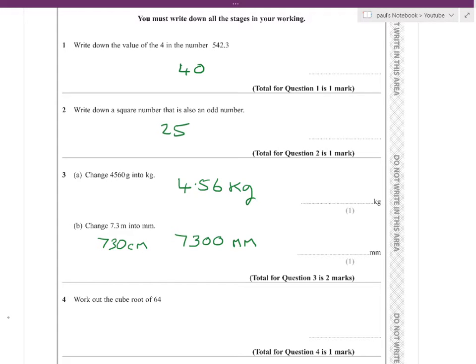So work out the cube root of 64. So that's 4, isn't it? Because 4 times 4 is 16, times 4 is 64. So it's 4.